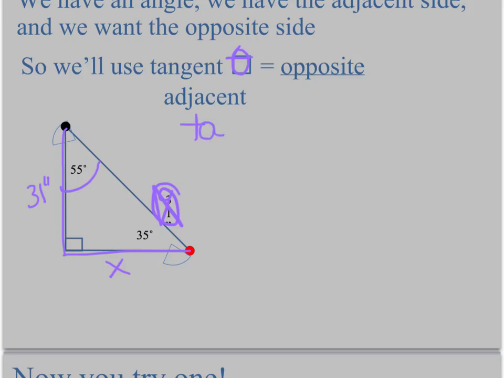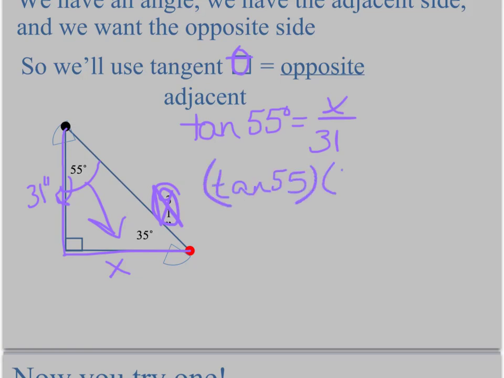So you can go ahead and plug in tangent of 55 degrees is equal to the opposite, which is x, because that's opposite where the angle is, over the adjacent, and adjacent means next to, 31 inches. So the tangent of 55 times 31, because we cross multiply to get that out of the denominator, is equal to x. Again, make sure your calculator is in degrees mode, not radians, and you do the math.